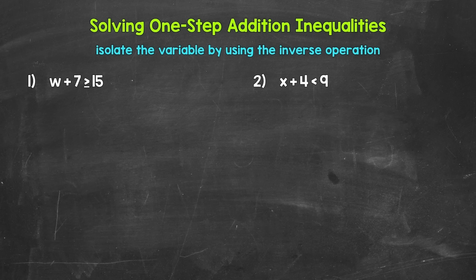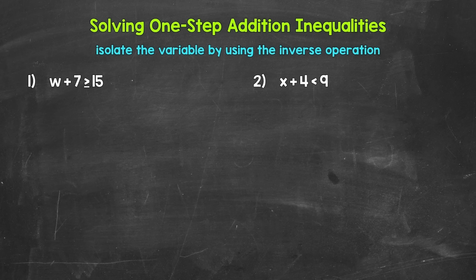Now, when we solve inequalities, we want to isolate the variable, get it by itself on one side of the inequality. We do that by using inverse operations. So this is very similar to when we solve equations. One thing we need to be aware of, though, is that we flip the inequality symbol when multiplying or dividing both sides by a negative. We will talk more about this later in the video.